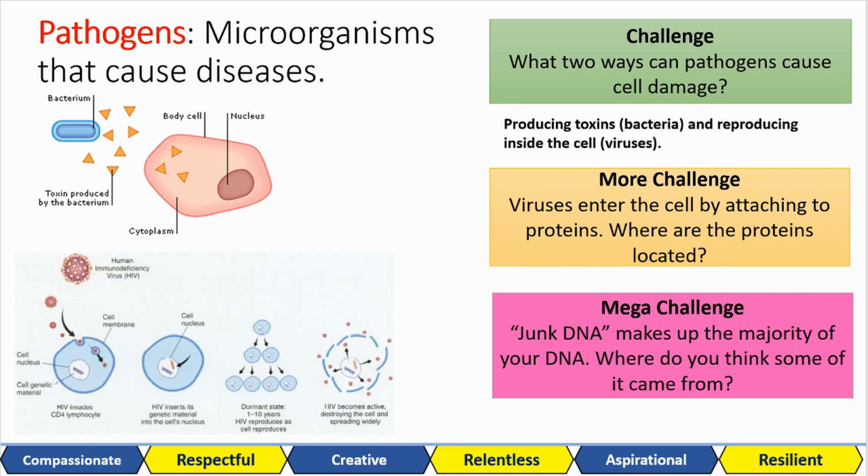Pathogens can cause cell damage by producing toxins. This is usually how bacteria cause illnesses. They can also reproduce inside the cell, causing the whole cell to die. This is how viruses cause illnesses.